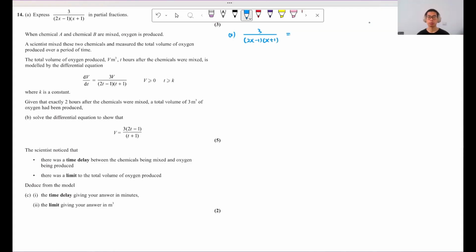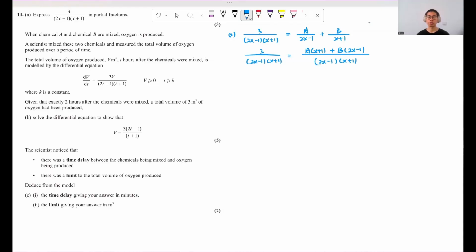So we split this into two fractions: A over (2x minus 1) plus B over (x plus 1). And then we can rewrite that as 3 over (2x minus 1)(x plus 1) equal to A times (x plus 1) plus B times (2x minus 1). And then they will have the same denominator, (2x minus 1)(x plus 1).